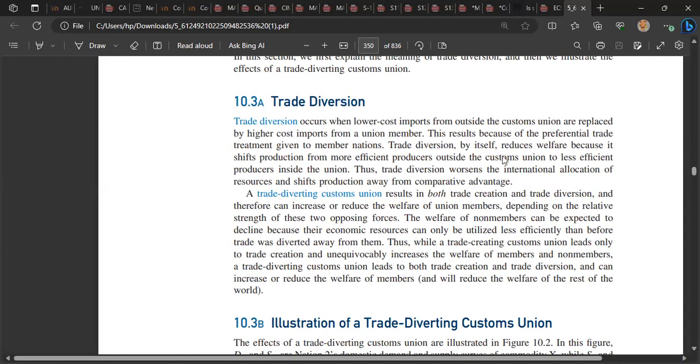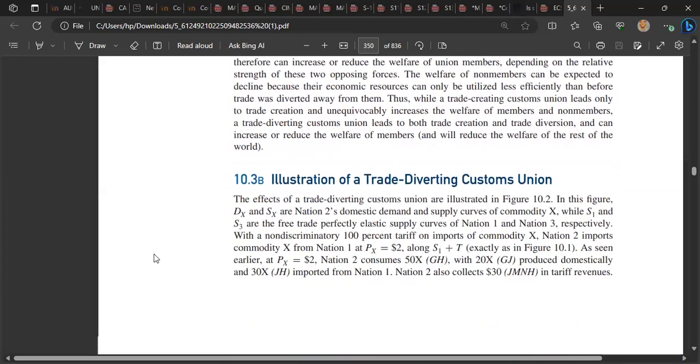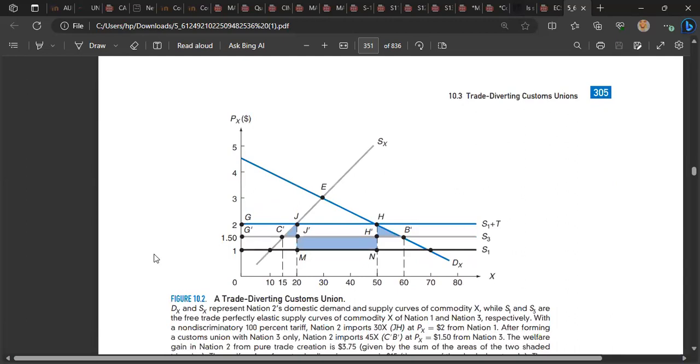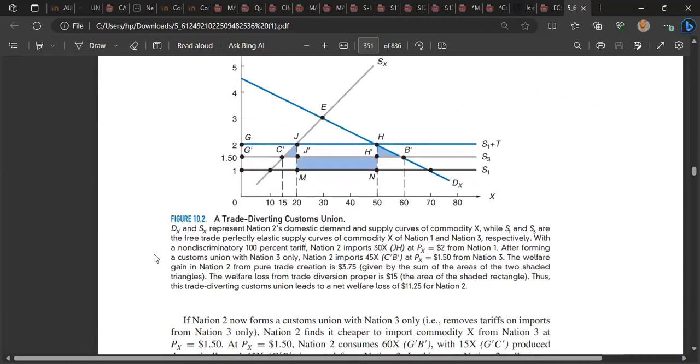Right. Trade diversion by itself reduces welfare because it shifts production from a more efficient producer who is outside of the customs union to a less efficient producer from inside the union. Right. So a trade diverting customs union results in both trade creation and trade diversion. Right. And therefore can increase or reduce the welfare of union members depending on the relative strength of the two opposing forces. So let's look at an example here.